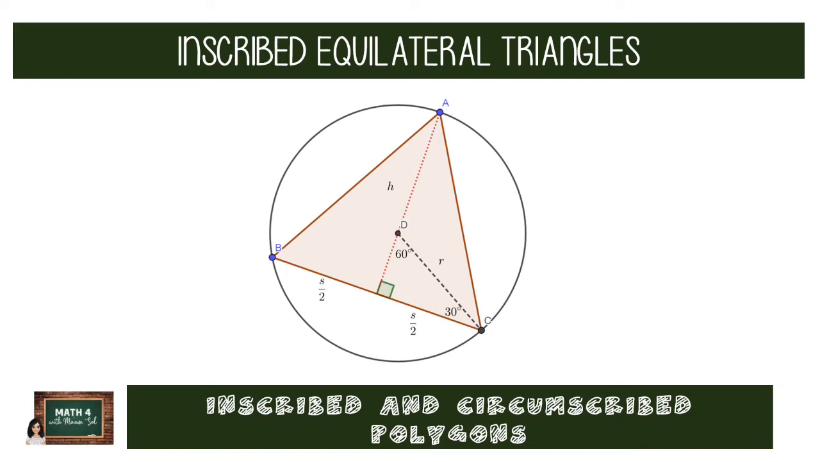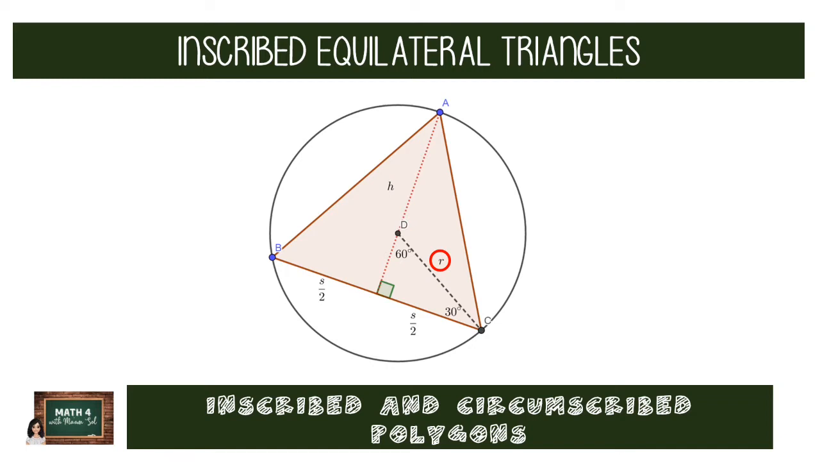Since the triangle is equilateral, we know that it is also equiangular. Thus, each of its angles measures 60 degrees. We will now draw the radius of the circle r, which also bisects one of the angles in the triangle. Thus, we have an angle which measures 30 degrees.